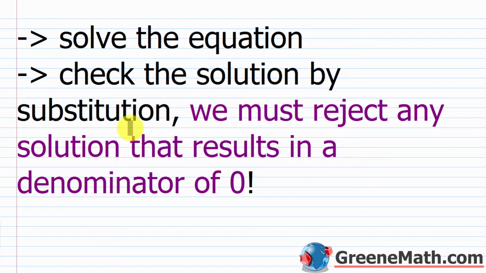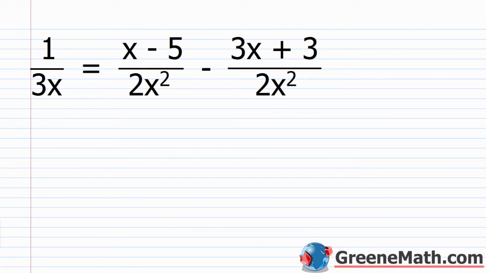But here's the key thing. With a rational expression, when you have variables in your denominator, remember, we cannot divide by 0. So we must reject any solution that results in a denominator of 0. Very, very important that you understand that. If you want to look at the denominators before you get going and identify the restricted values, do that. That way, if you get that as an answer, you can reject it immediately. Or if you want to go back and plug in after you've done the problem to see what results in 0, that's fine too.